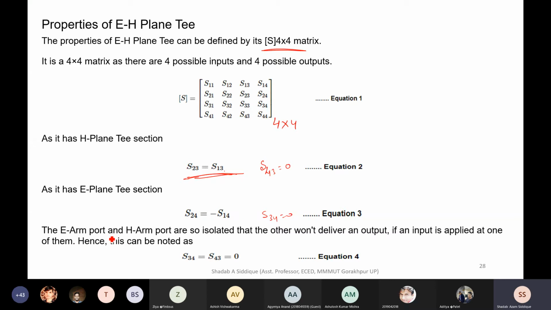It is also written here, so I will just read it out. The E arm port and H arm port are so isolated that one won't deliver an output when the other is excited. If we apply input at the E arm, we will not get output at the H arm. If you apply input at the H arm, we will not get output at the E arm. They are isolated from each other. That means S34 and S43 are equal to 0.